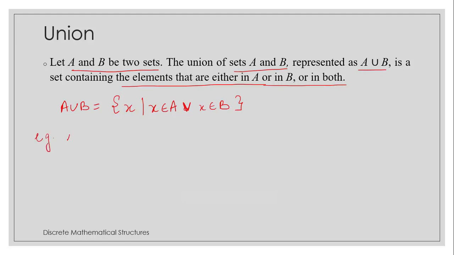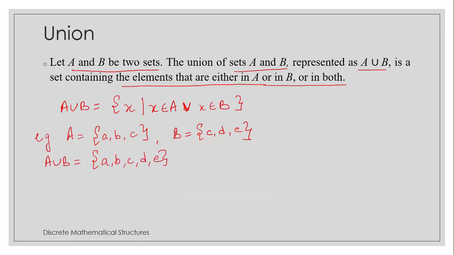For example, we have a set A equal to {A, B, C}, and we have another set B equal to {C, D, E}. Now A union B will be equal to a set containing elements A, B, C, D and E. All the elements that are present either in A or in B or both of them. Now C is present in both, but we need to include it only once because repetition of an element does not matter in a set.